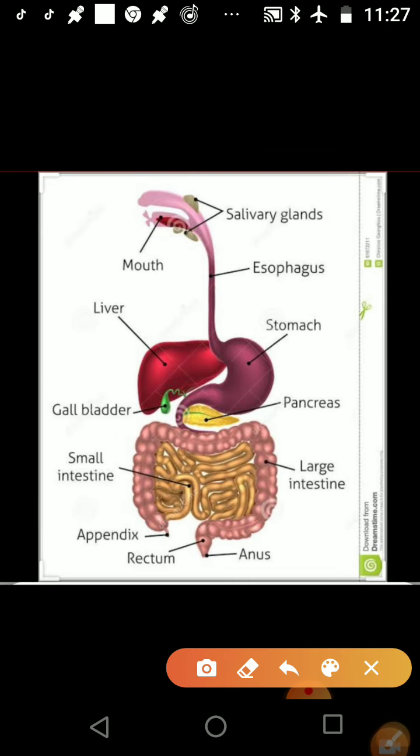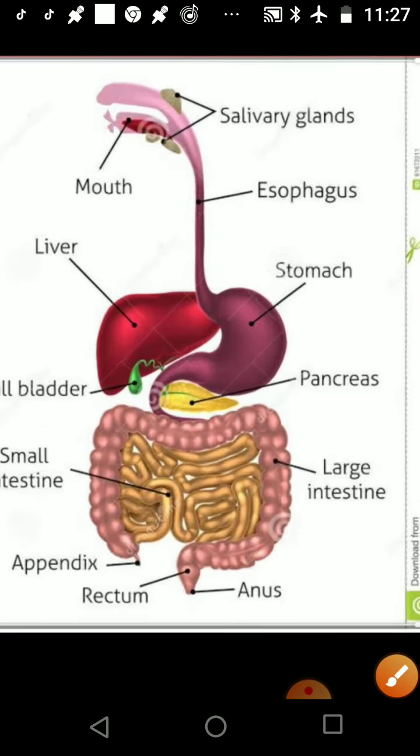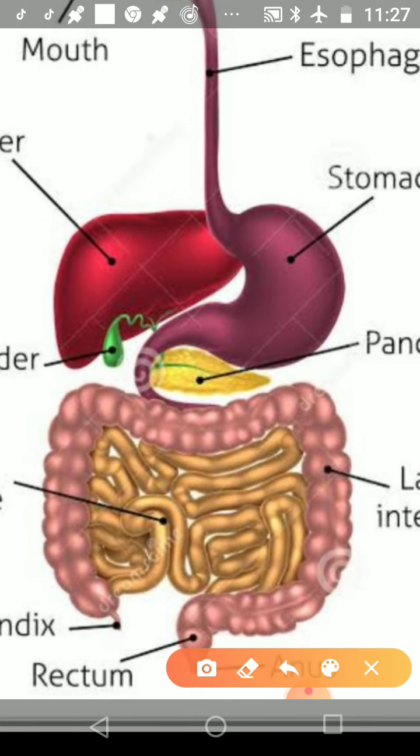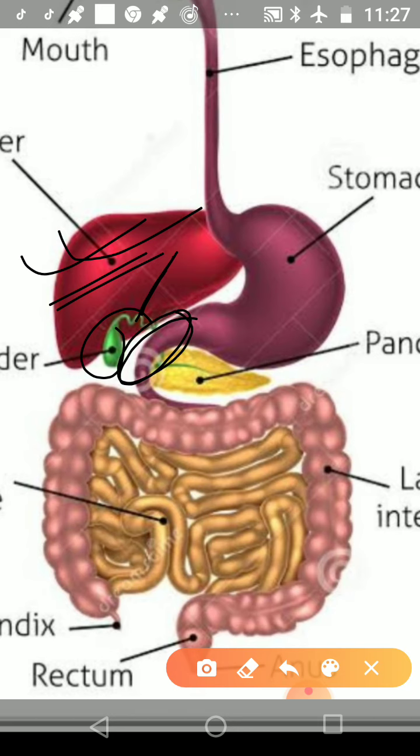Now I would like to show you the location of the liver as well as the pancreas. As you can see here, this is our liver, the largest gland, reddish brown in color, and here is a pouch-like structure called the gallbladder. The gallbladder has ducts, and this duct is connected with the duodenum. We will discuss it in the next session: what is the duodenum, what is the small intestine and their function.